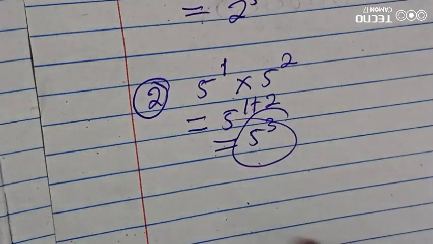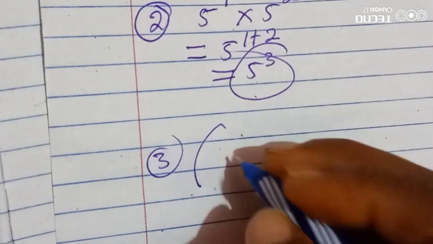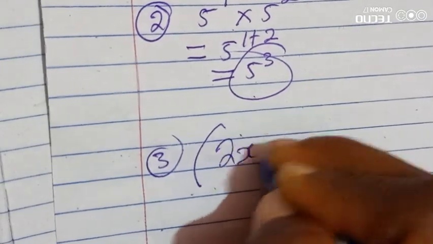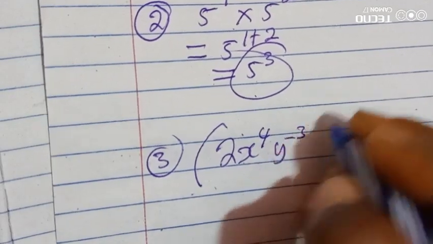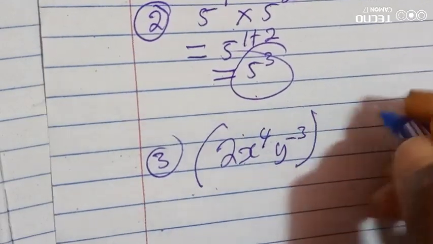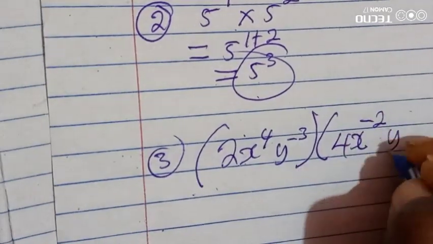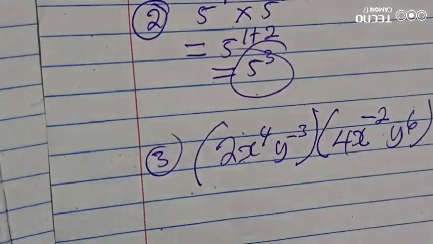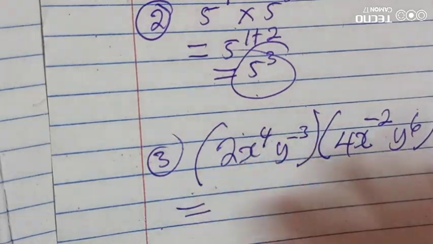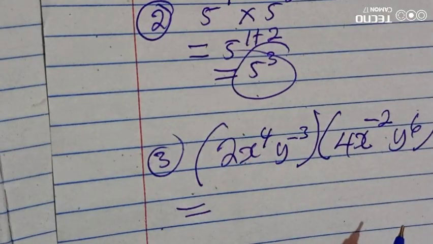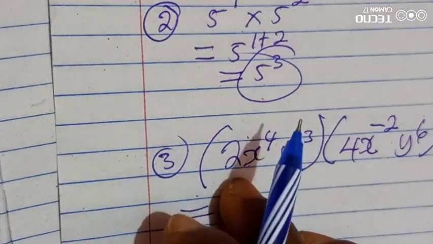Example number 3, we just say, parenthesis open, 2x to the 4 y to the minus 3, close. Another one open, 4x to the minus 2 y to the 6, close. So in this problem, what we need to do is look at the indices, the power or the exponent. So this will simply be equal to this multiplication, and the bases here are not the same. We have 2, we have 4.